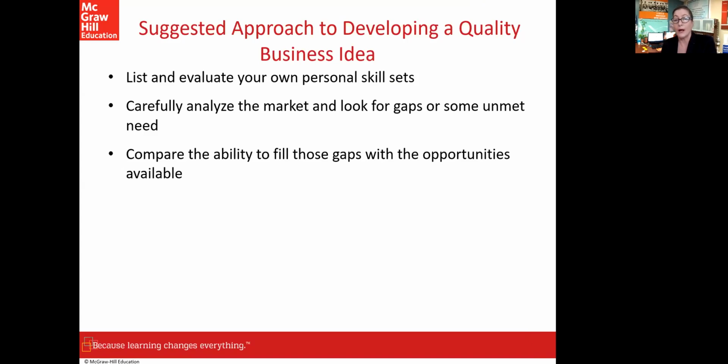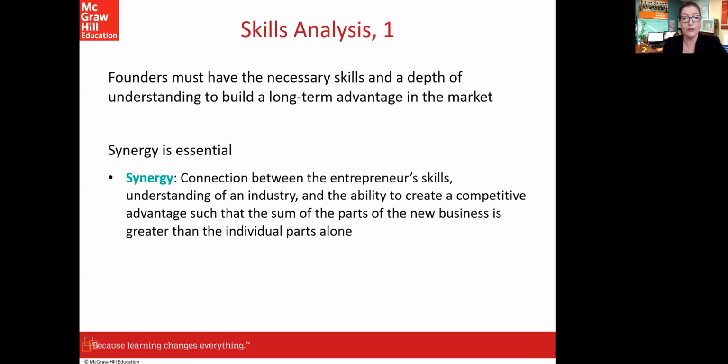And then when we look at these two lists, our individual skills and market opportunities, we compare our ability to fill those gaps. Now, it goes without saying that whatever business you take on, you're going to need the necessary skills and the depth of understanding to build a long-term advantage in the marketplace. But it's not all about just you.